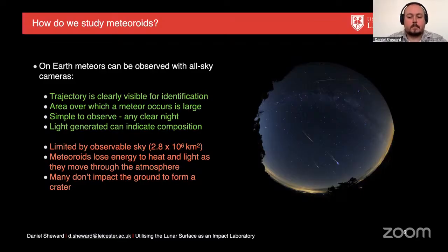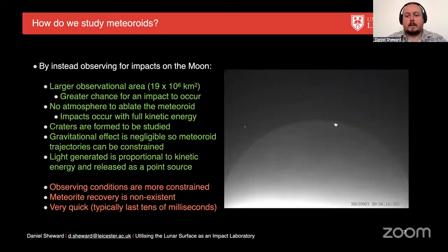So the way that we get around this is by instead observing the moon for impacts. You get a much bigger observing area, which means you have a greater chance to actually witness an impact. And there's no atmosphere, so meteors don't ablate at all, and they hit the surface with their full kinetic energy. So there's craters there to be studied. We can use it as essentially a gas gun, but at orbital velocities.